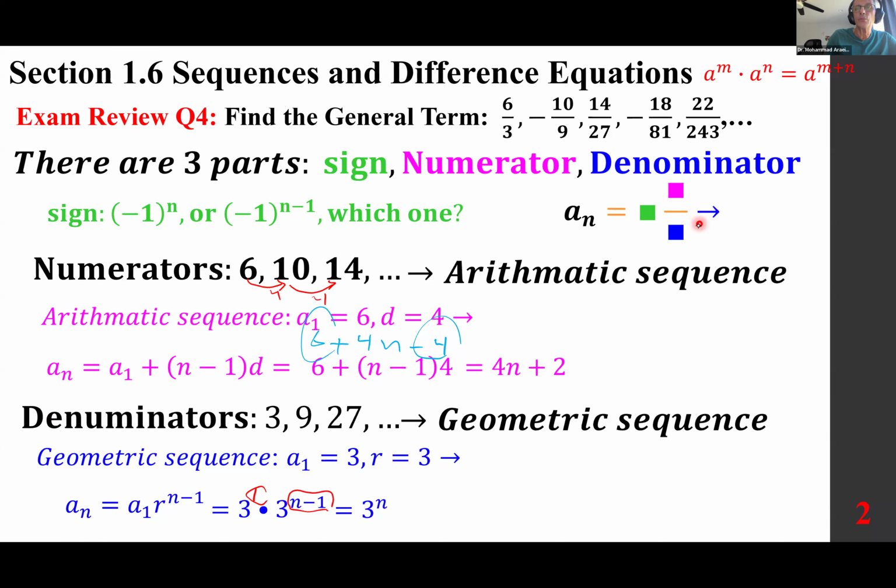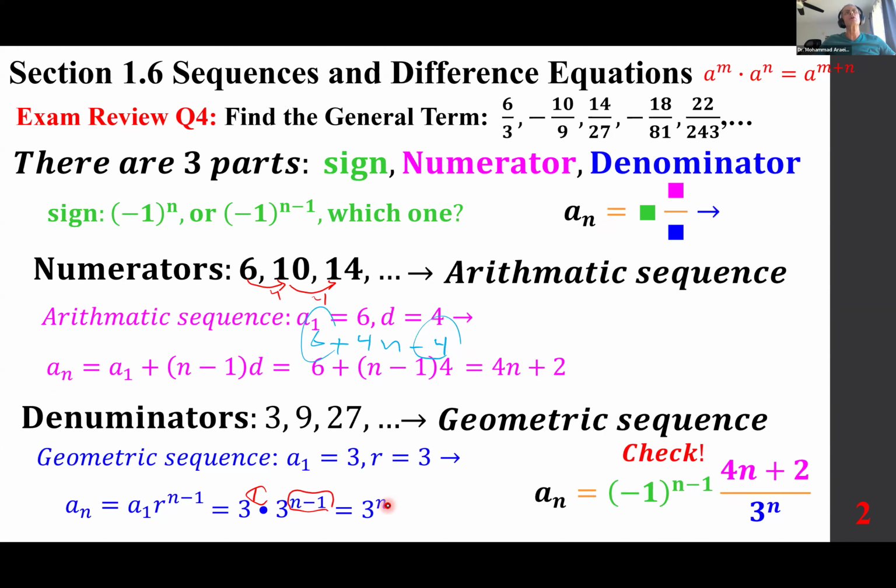And therefore, we are going to put this together. This part, negative 1 to the power of n minus 1. This part, 4n plus 2. And this part is 3 to the power of n. Now, what is the next step?